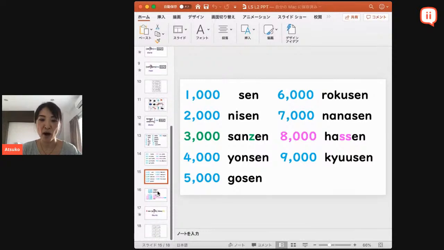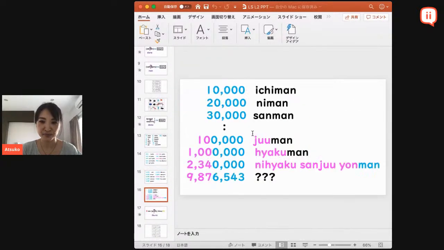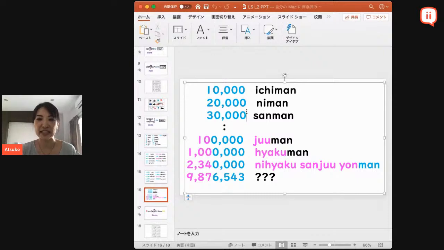Next, five-digit numbers. Ten thousand. We don't use ju sen. Instead, we have the unit man in Japanese. Ichi man, ni man, san man. And man doesn't have any exception. So san man, yon man, go man, roku man, nana man, hachi man, kyu man.